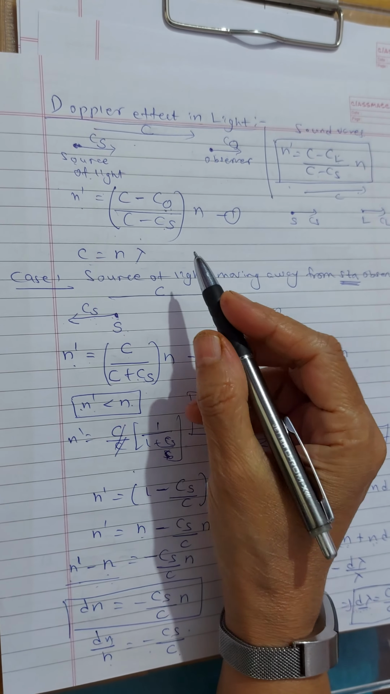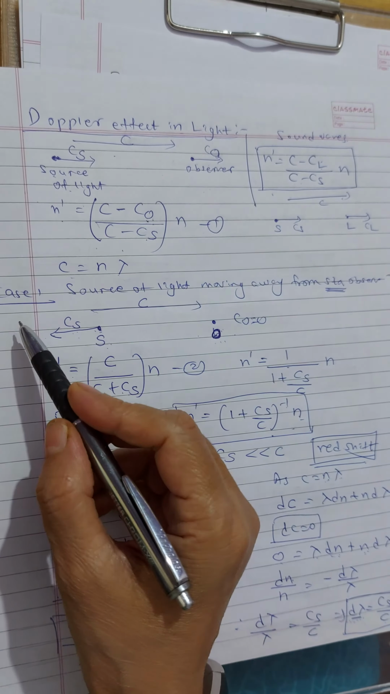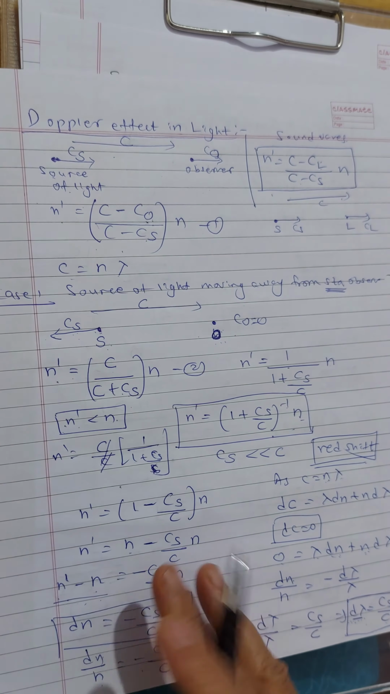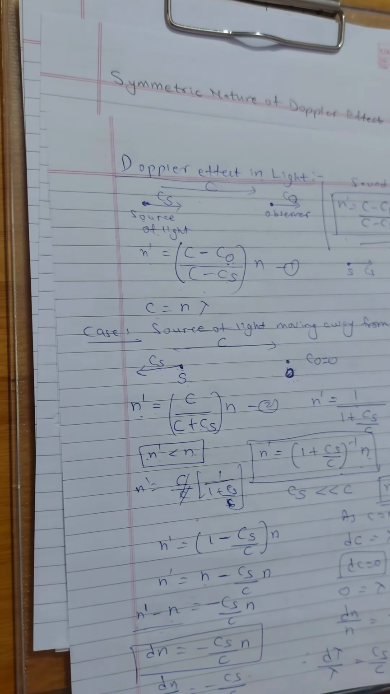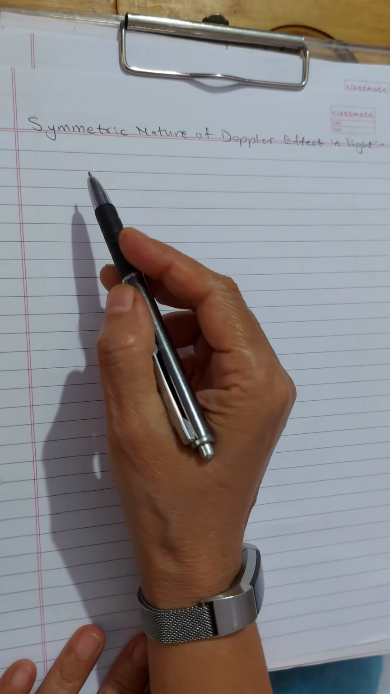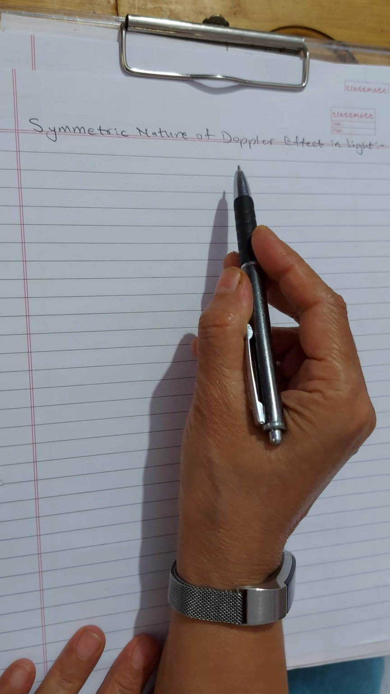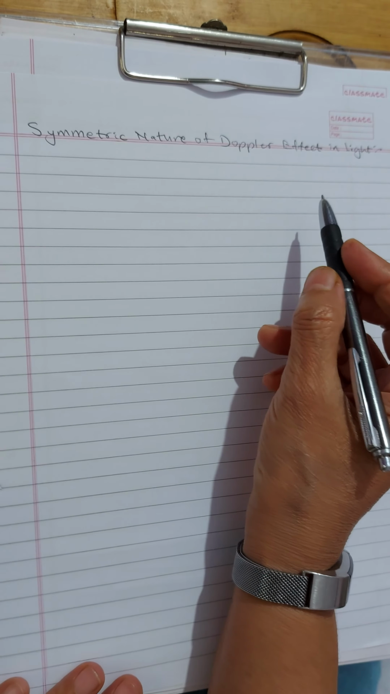Hello students. Now, after completing the Doppler effect in light and the two cases where you get the red shift and violet shift understanding, we will move towards the next topic, which is the symmetric nature of the Doppler effect in light. Again, a very interesting part.